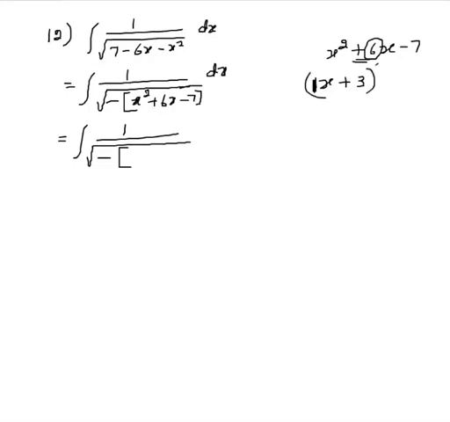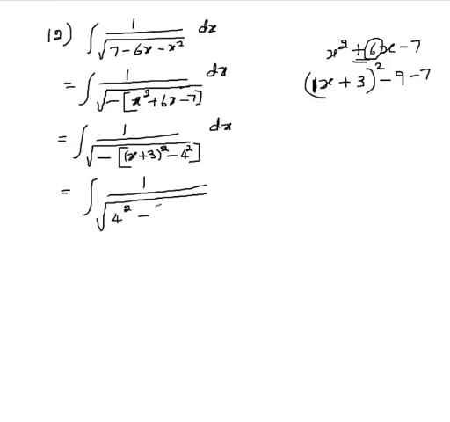Complete the squares. Subtract b square term and this minus 7. Therefore, minus of x plus 3 the whole square minus 9 minus 7 is minus 16, which can be written as minus 4 square times dx. Distribute the negative sign. So 1 divided by root of 4 square minus x plus 3 the whole square.